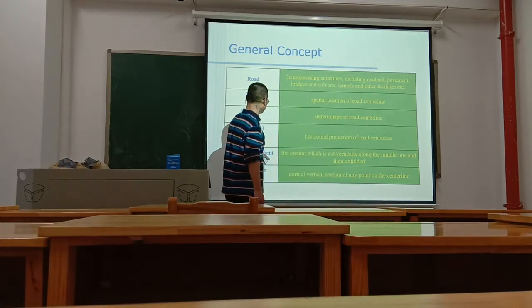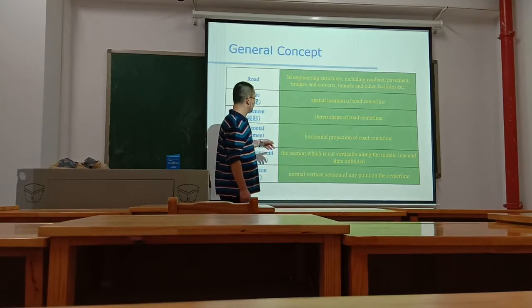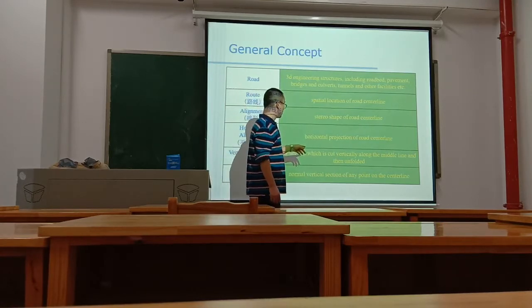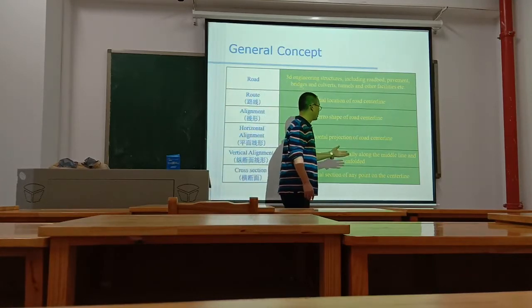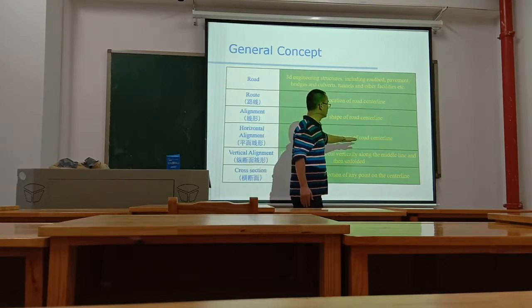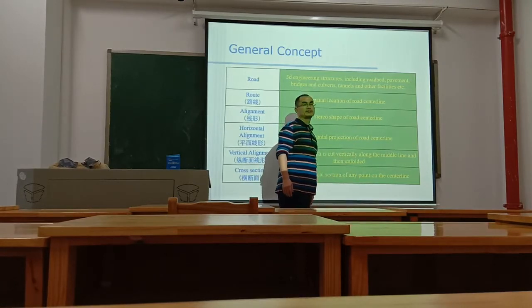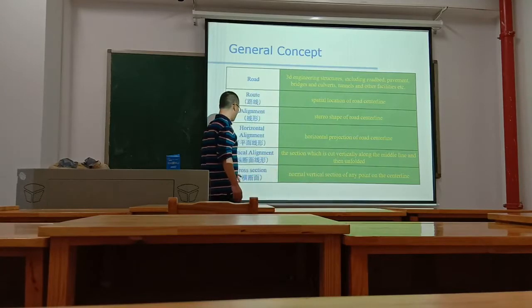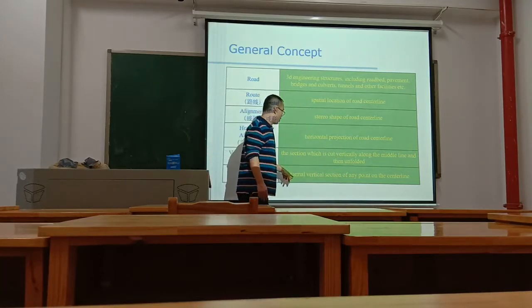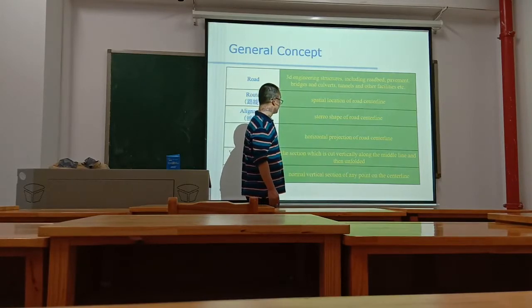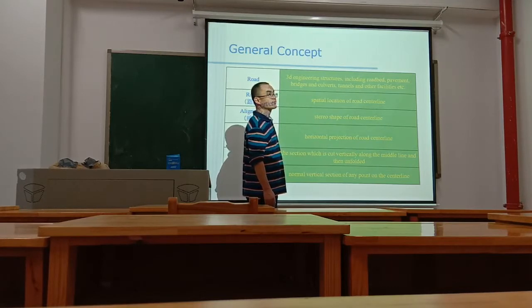Or the vertical alignment is the section which is cut vertically along the middle line, or the center line, and then unfolded. Or the cross section. Cross section is the lower vertical section of any point on the center line.